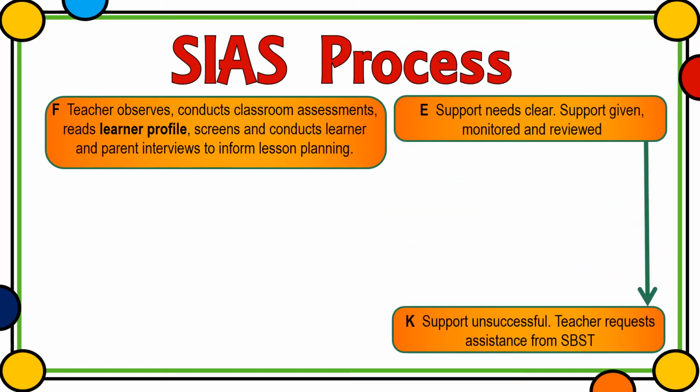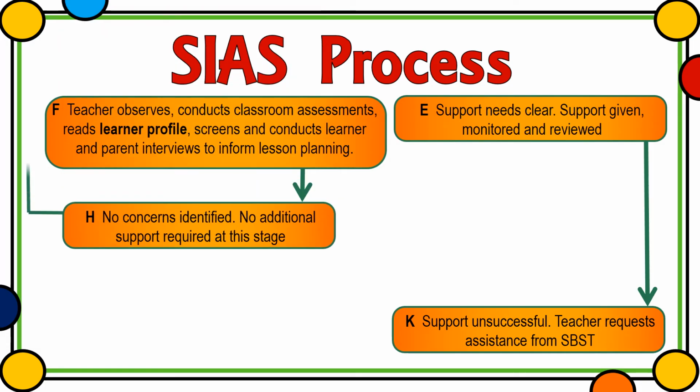If the support needs are clear and we've reviewed and monitored the support, but the support that was suggested by the SPST was not successful, we can again, for a second time, refer the learner to the SPST. And we tell the SPST that they've made suggestions, or we've made suggestions together, but that these intervention strategies were not successful. If, however, we found that no additional support is required, once again, teacher observation, classroom assessments, etc. will continue to take place.